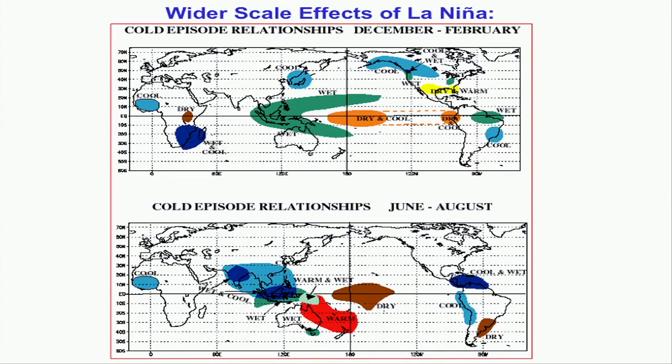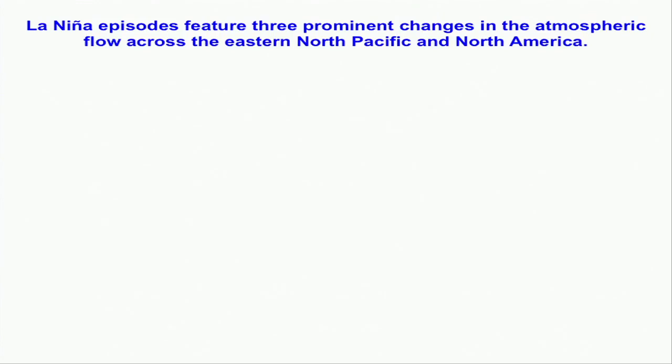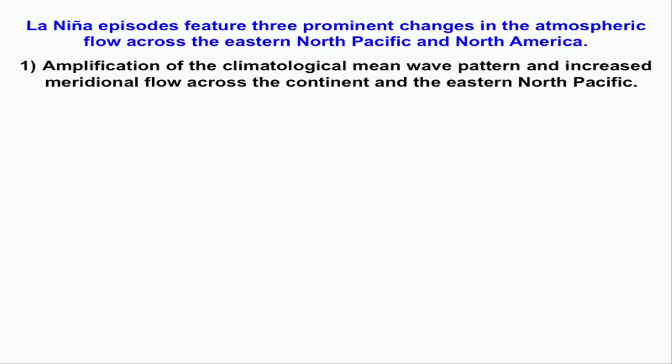What about La Nina? Well, again, please go through these graphs on your own. This shows, for example, the December-February cold episode relationships, and also one for June-August. And you can see you get very different patterns in terms of the weather impacts, in terms of cool, dry, wet, cool and wet weather, particularly over North and South America. So again, let's just look at the key features. La Nina episodes feature 3 prominent changes in the atmospheric flow across the North Pacific and North America.